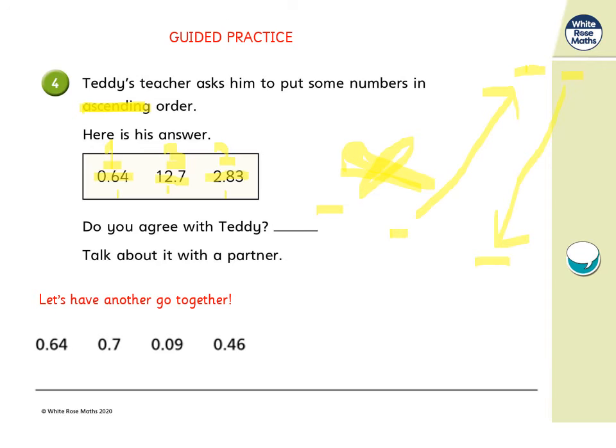So you see I've gone from the smallest to the biggest. It was 1, 2, 3. So I don't agree with Teddy.